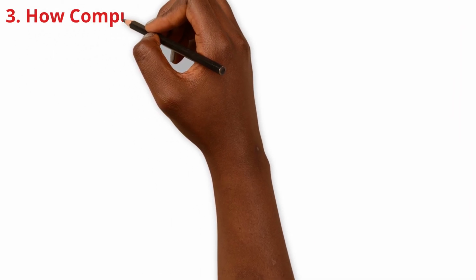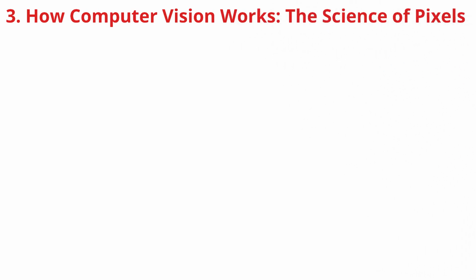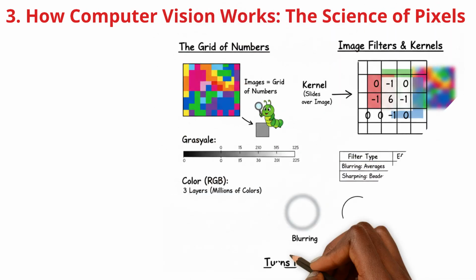To a computer, an image isn't a picture. It's a complex math problem. Every image is actually a grid of numbers made up of pixels. In a standard 100 by 100 image, there are 10,000 individual pixels.